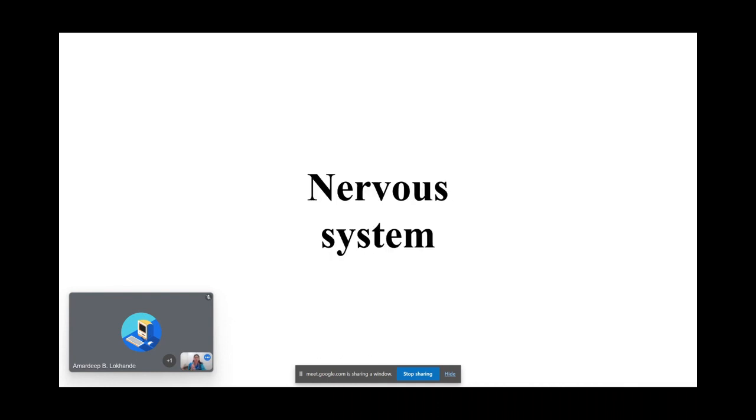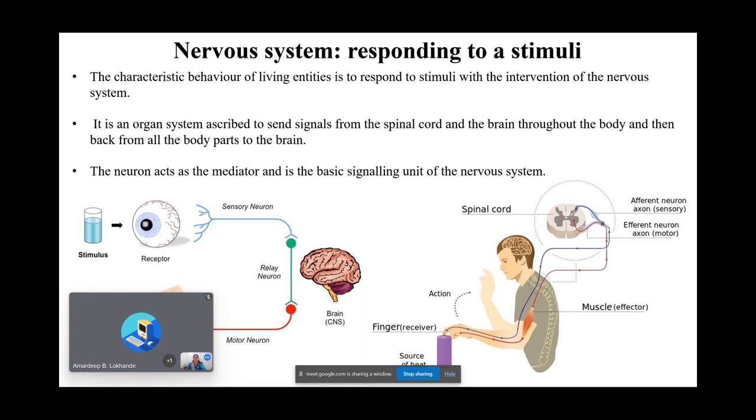So let's begin. The nervous system refers to the characteristic of a living entity wherein it is able to respond to stimuli with the intervention of the nervous system. You can define the nervous system as an organ system that sends signals from the spinal cord and brain throughout the body, and receives information back from the body parts. So it's a to and fro motion between the central nervous system, which consists of the spinal cord and the brain, and the body parts.